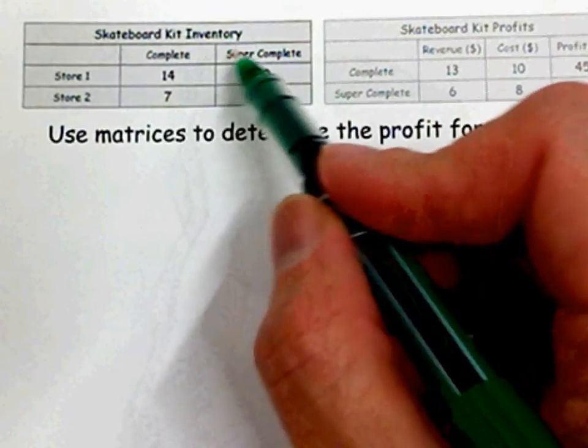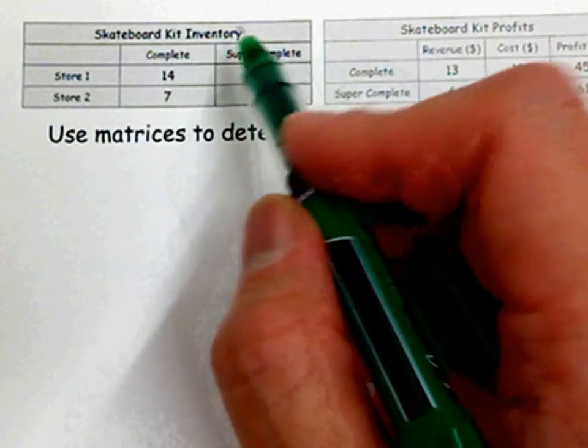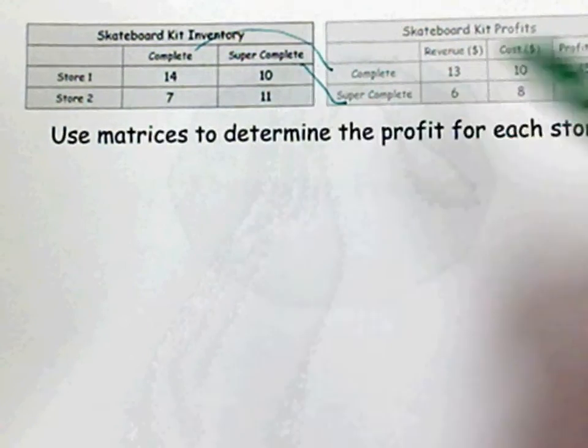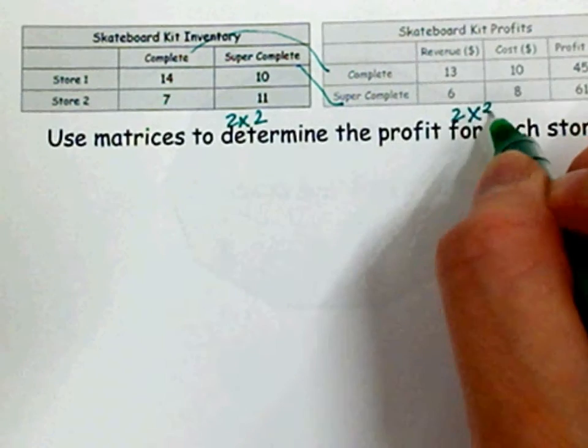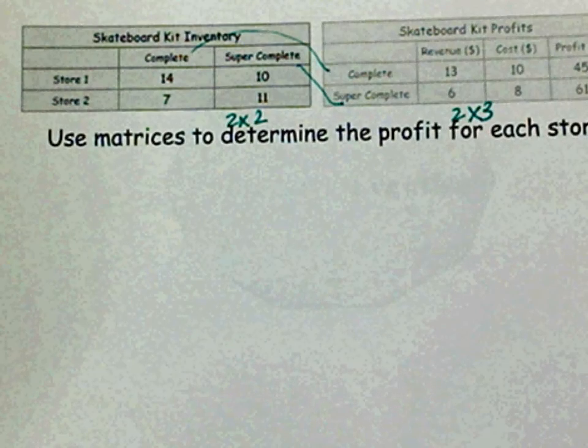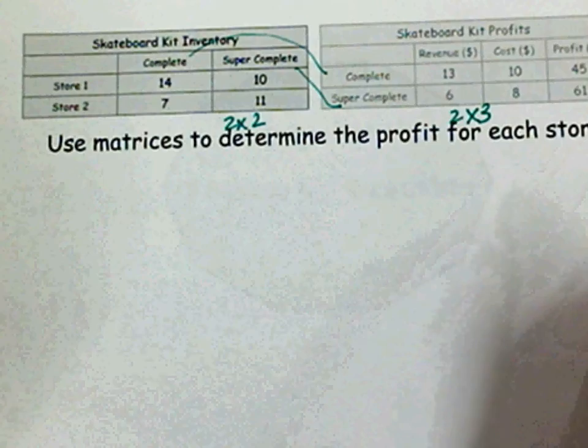Notice complete, complete, and super complete. These guys match up. Are you guys seeing that right there? Okay? So if you look here, you have a 2 by 3, and you have a 2 by 2, and you have a 2 by 3. Can you multiply those together? Yes. And when you multiply, this is what you have.